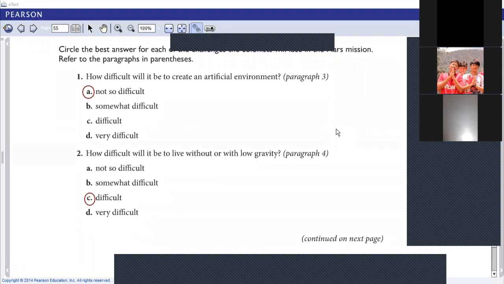Let us look at number 4. How difficult will it be to prevent boredom? That's in paragraph 5. So let's just go to paragraph 5. It also will be difficult for Mars colonists to be isolated far from home, living in small spaces and seeing the same people over and over. It is important to come up with solutions to possible problems before anyone actually goes on a Mars mission.